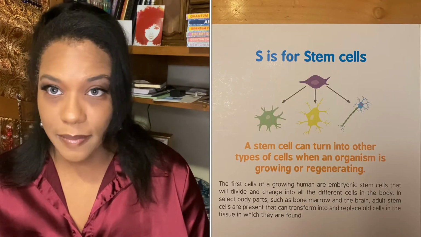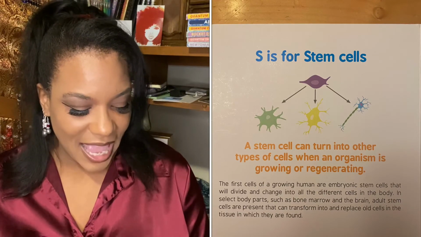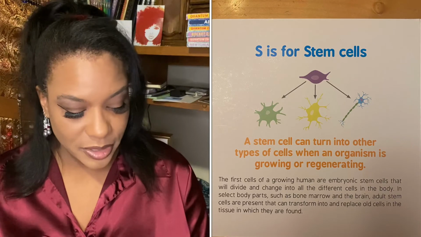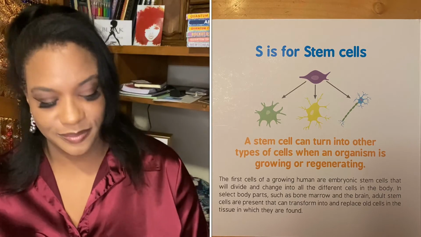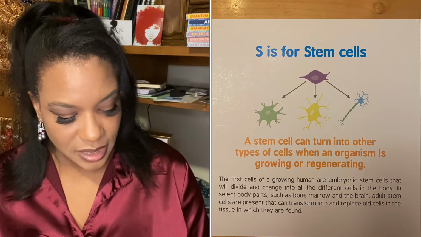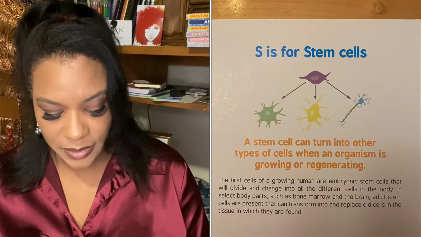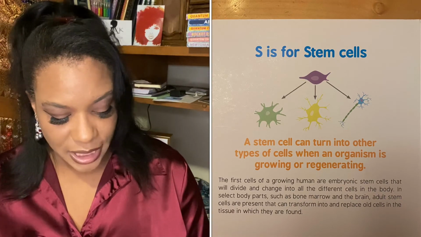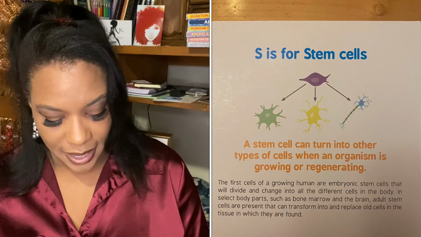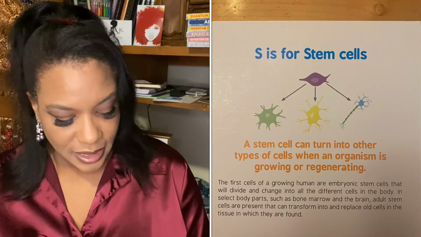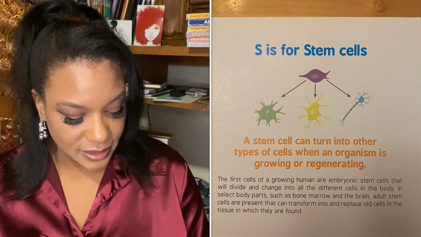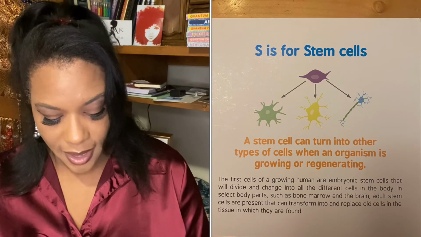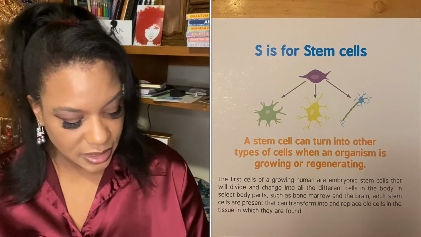S is for stem cells. A stem cell can turn into other types of cells when an organism is growing or regenerating. The first cells of a growing human are embryonic stem cells that will divide and change into all the different cells in the body. In select body parts, such as bone marrow and the brain, adult stem cells are present that can transform into and replace old cells in the tissue in which they are found.